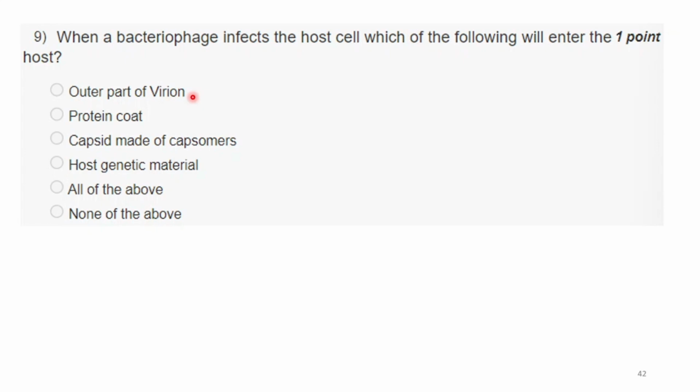Option 2, 3. All of the above. It's actually none of the above. We'll explain what a bacteriophage is and what the two cycles are that bacteriophages follow. So the answer will be none of the above.